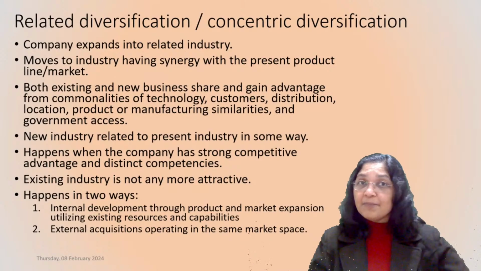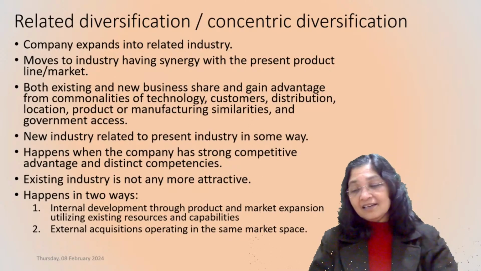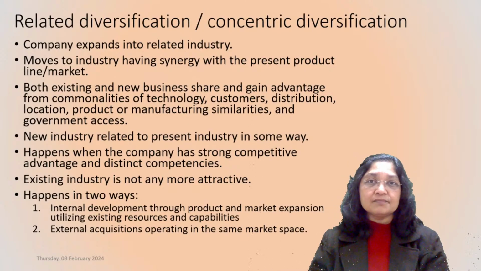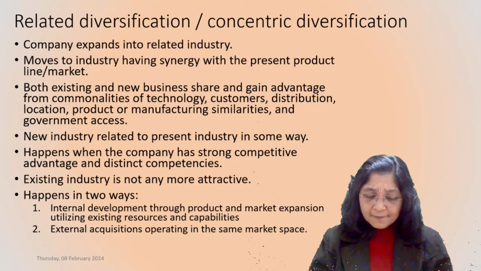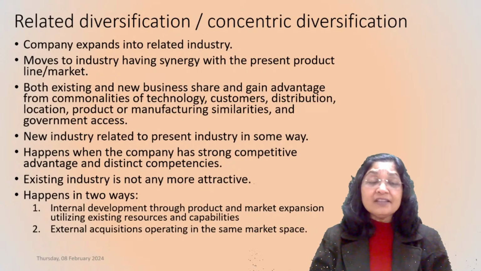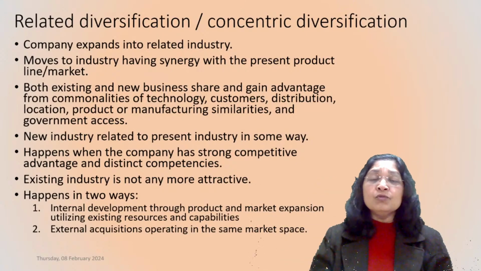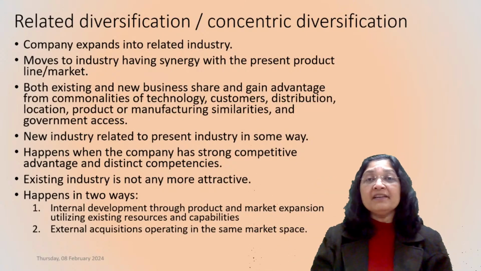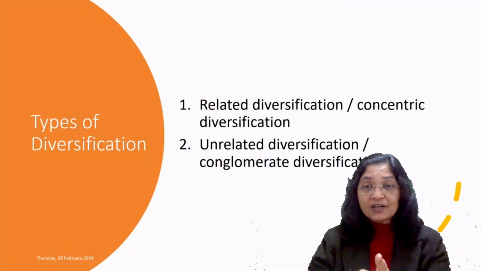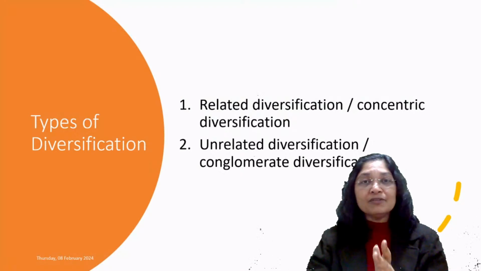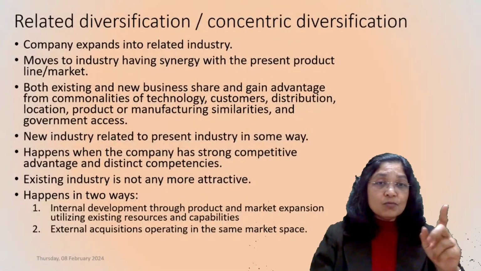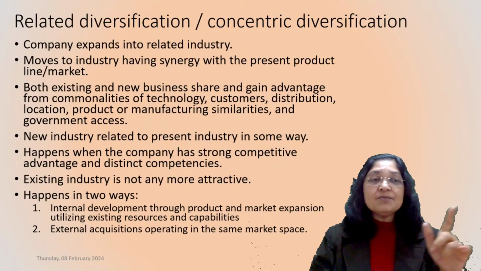Like I said, apparel industry, and then we have the accessory industry. So we are in the fashion industry, but then we are related. It's not that from apparel we have moved to food processing. That would be completely unrelated, and that would be unrelated diversification or conglomerate. That's an example of that. Okay, so it moves to a market having synergy with the present product line and market.